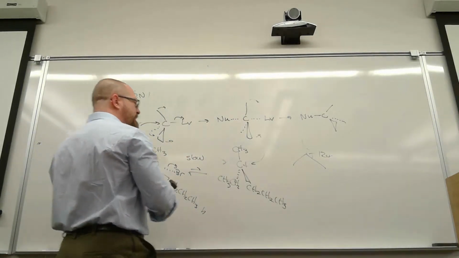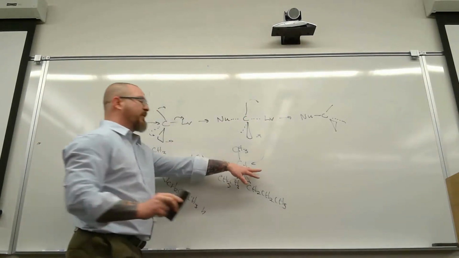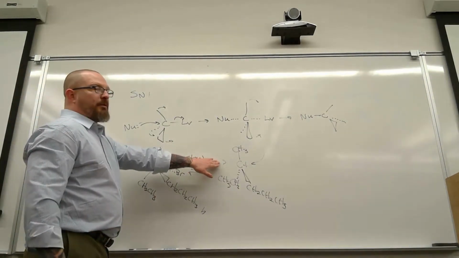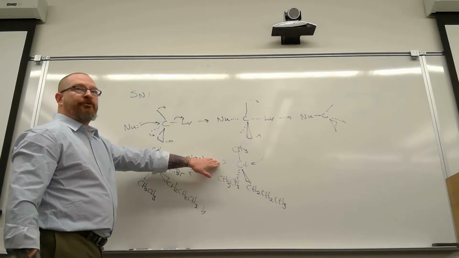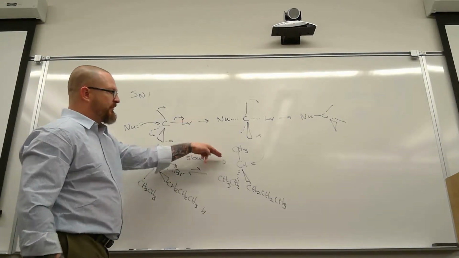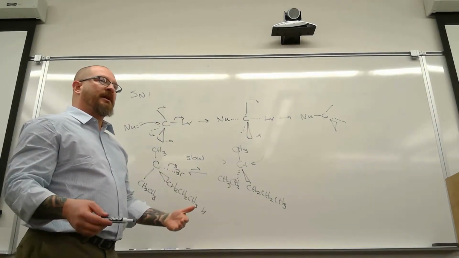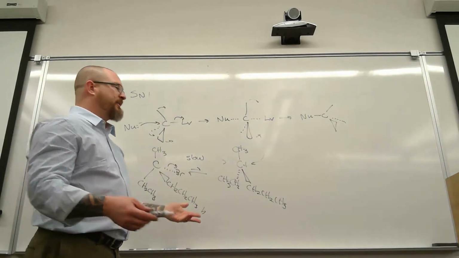So, okay, yeah, there is a loss of chirality at this point. And we can attack with the nucleophile from either side. So if you attack with the nucleophile on this side, all these groups are going to get pushed in this direction, and you're going to end up with a new chiral center with one type of chirality.